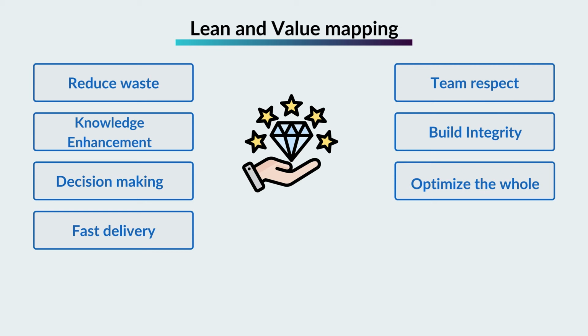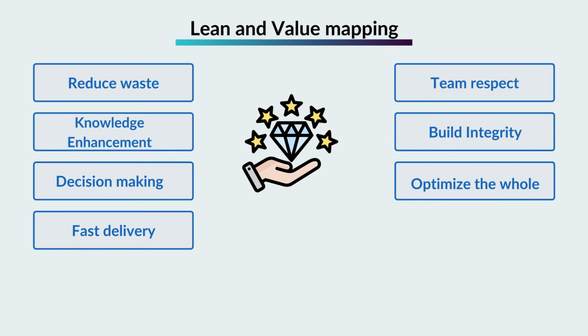Reduce waste. The first step is to identify waste steps and try to eliminate or reduce them. Knowledge enhancement. This includes learning from experience and experiments, and if any defect is found, we ensure that the same is not repeated again. Decision-making. Decisions should only be made after considering all other options available regarding any step or activity. Fast delivery. Try to deliver as fast as possible.